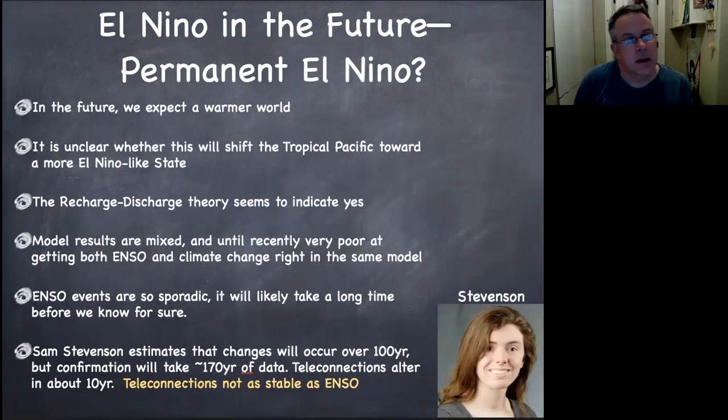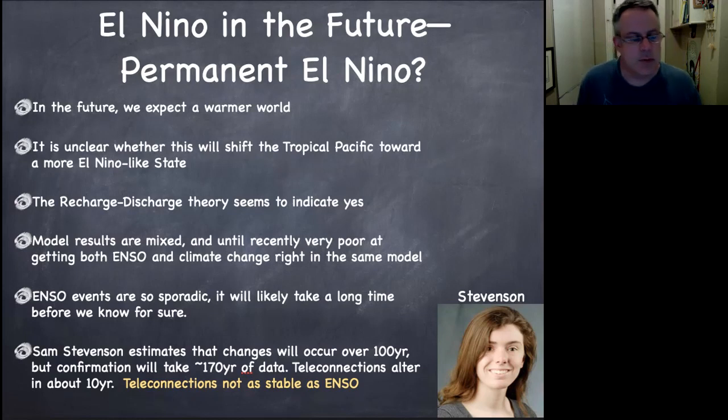Okay, what about El Nino in the future? Is that permanent El Nino a decent model for what it's going to be like in the future? Well, in the future, we expect a warmer world. It's unclear whether this will shift the tropical Pacific toward an El Nino-like state. The recharge-discharge theory tends to indicate yes. But actually, if you set this up in models, it's extremely difficult to figure out whether the models are predicting a stronger or weaker El Nino.